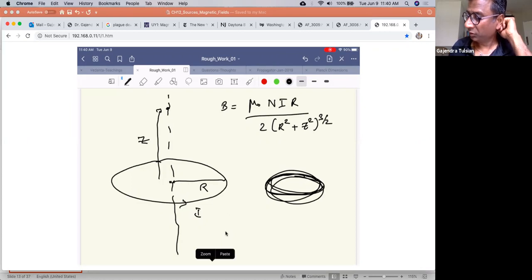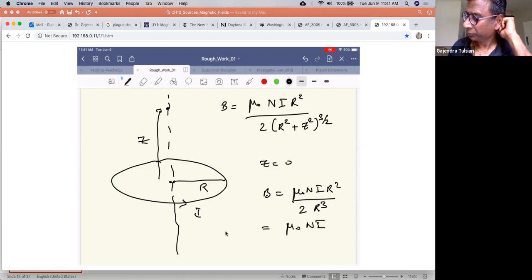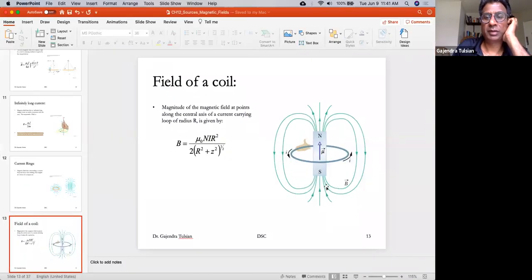So for this point, for Z equal to 0, this would be R squared to the power 3/2, which would be R cubed. So it would be mu naught N I R squared over 2 R cubed, which is mu naught N I over 2R. Okay, so at this location, that's the magnitude of the magnetic field. So that's what that formula gives you. It gives you the magnetic field along the axial points.